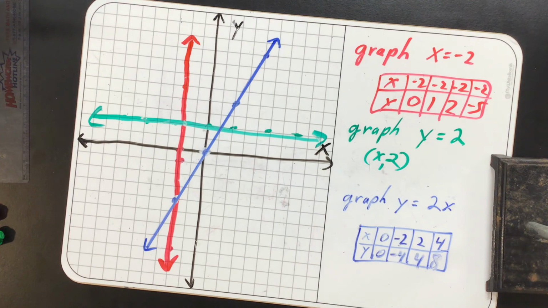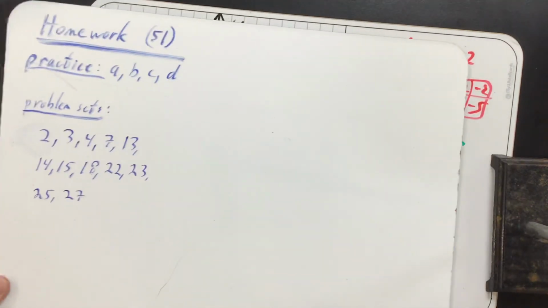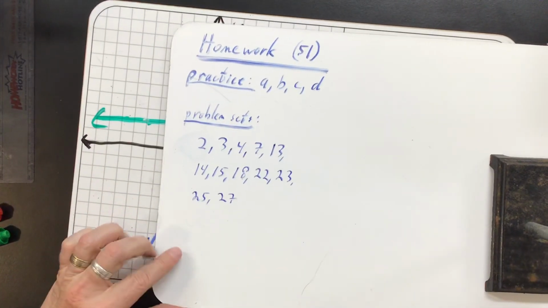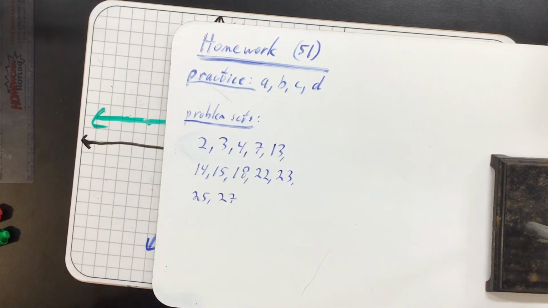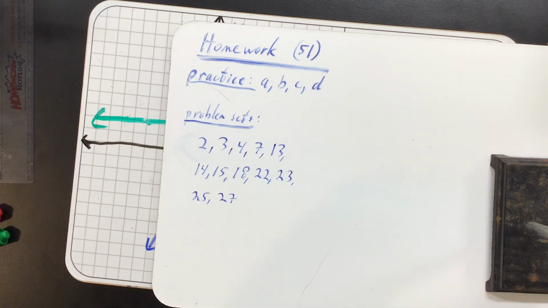Okay? And of course I have some homework for you in lesson 51. For the practice, do A, B, C, and D. The problem sets 2, 3, 4, 7, and 13, 14, 15, 18, 22, 23, 25, and 27.